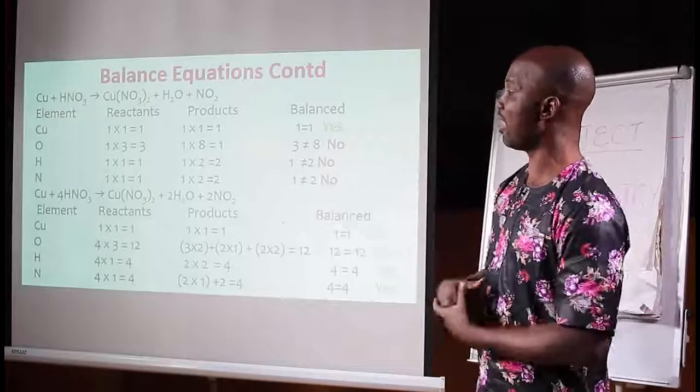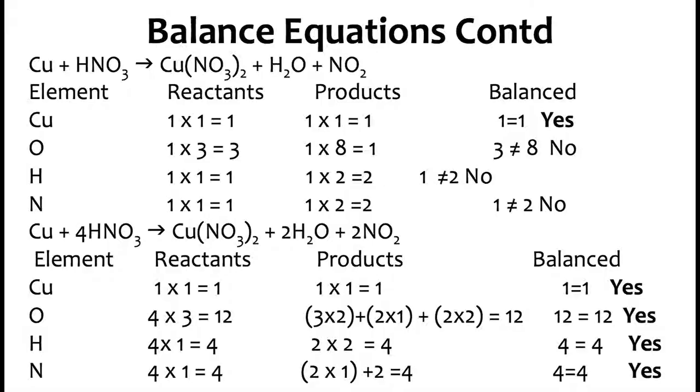So let's look at it now after we have done our adjustment. You find that copper is 1 on the reactant side, yes. On the product side, copper is also 1. So 1 is equal to 1 on reactant and product. What about oxygen on the reactant side? It is equal to 4 oxygen times 3, making it 12.